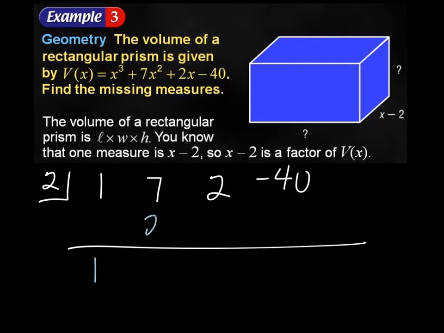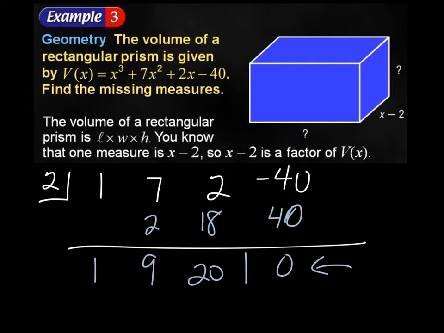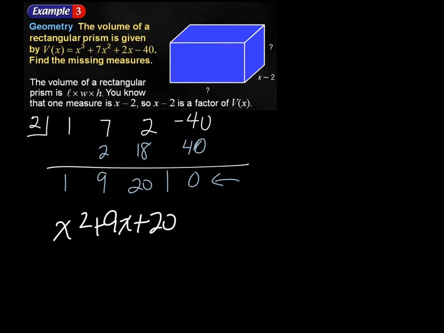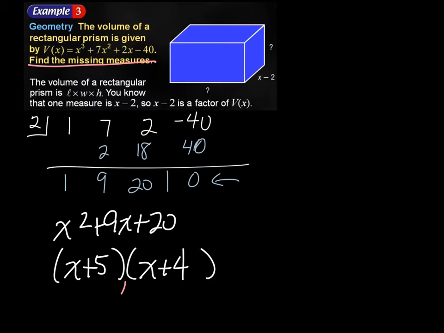So we drop down the 1, multiply and add, multiply and add, multiply and add. And we knew it should work because I said so. So if you get something other than a 0 here, check your work. Now we can factor the polynomial x squared plus 9x plus 20. So factors of 20 that give us a sum of 9 are 5 and 4. So technically, the way they worded their question, they said find the missing measures. So my two missing measures are x plus 5 and x plus 4.